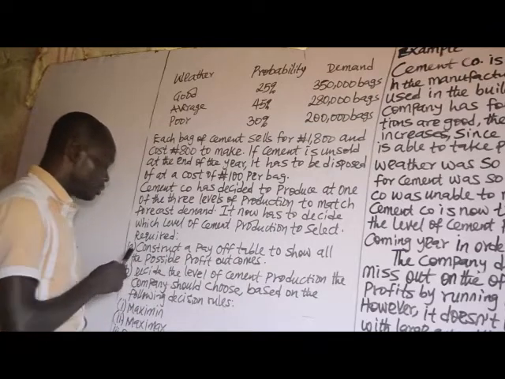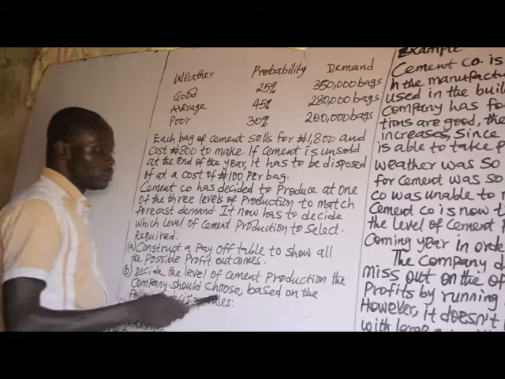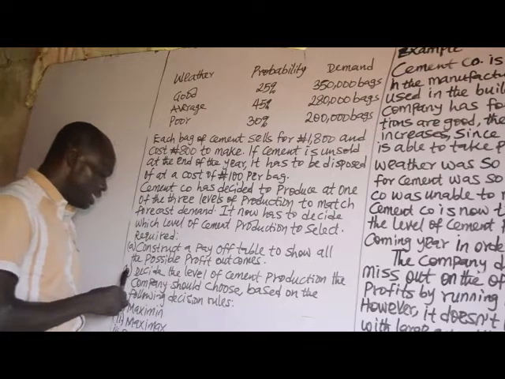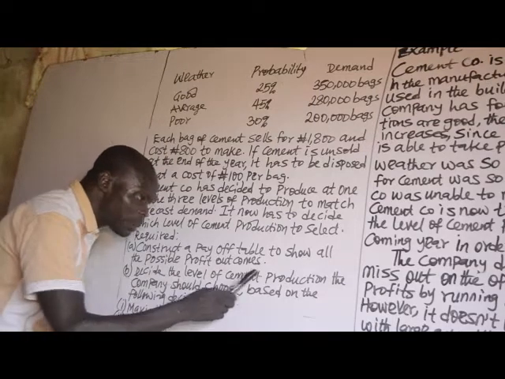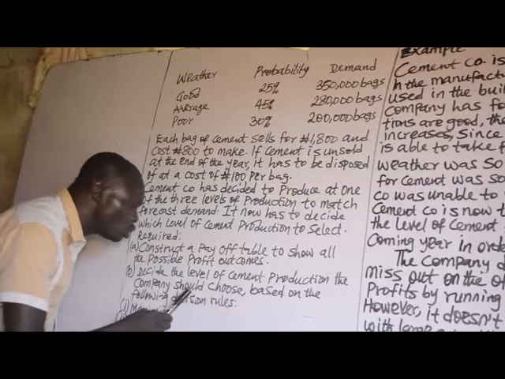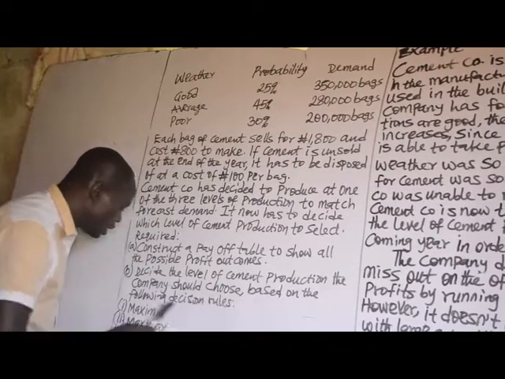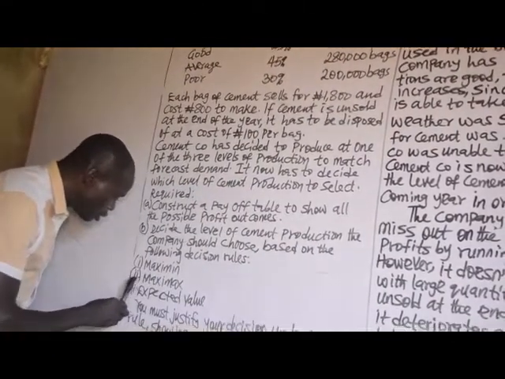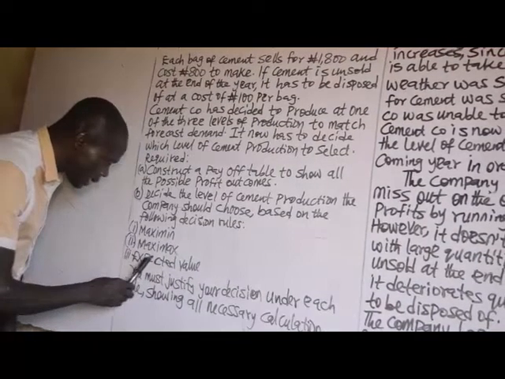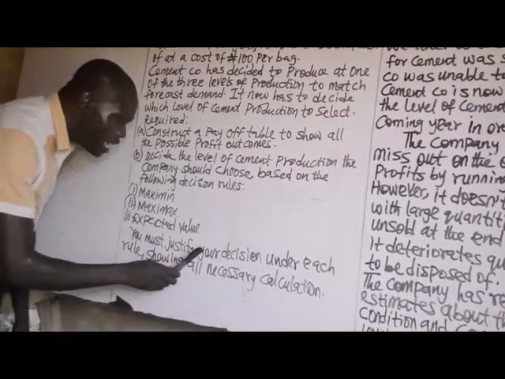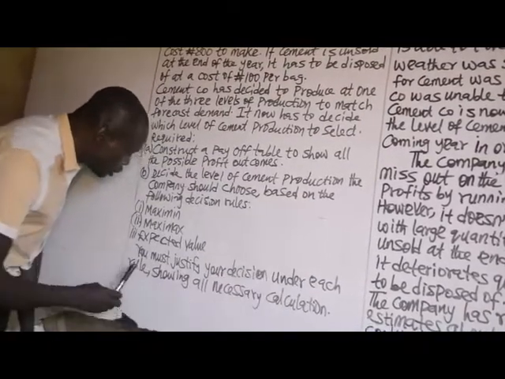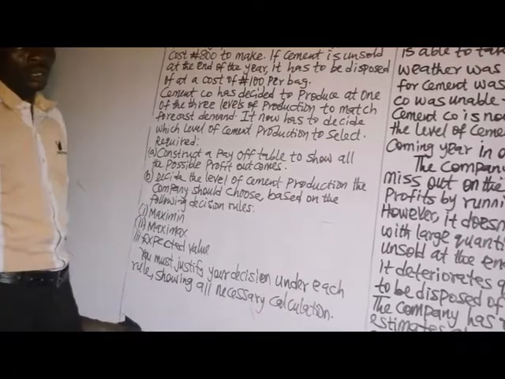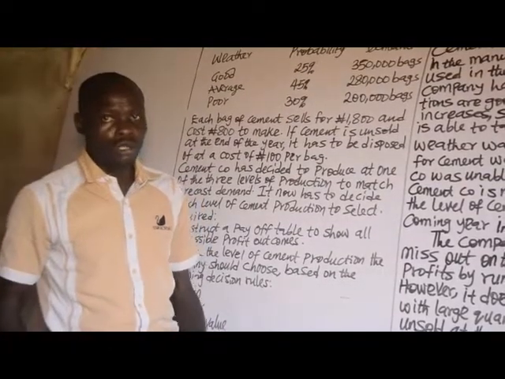Required: A, construct a payoff table to show all the possible profit outcomes. B, decide the level of cement production the company should choose based on the following decision rules: 1, Maximin; 2, Maximax; 3, expected value. You must justify your decision under each rule, showing all necessary calculation. That is the question. Now, let's have the solution to the question.